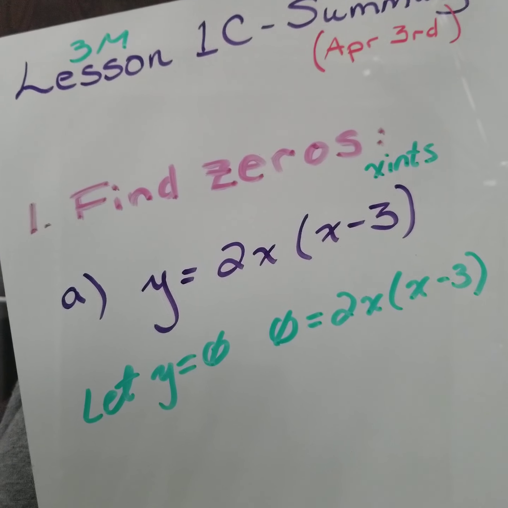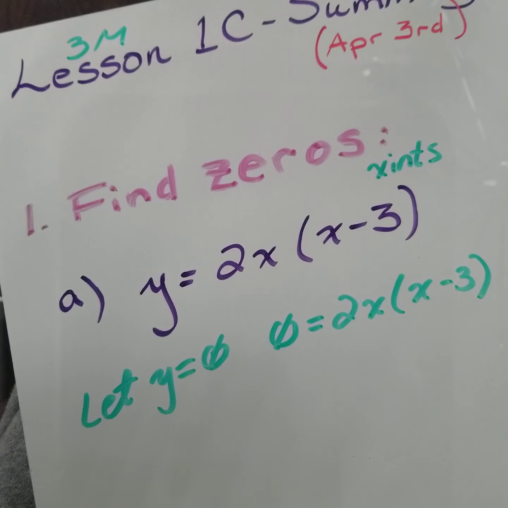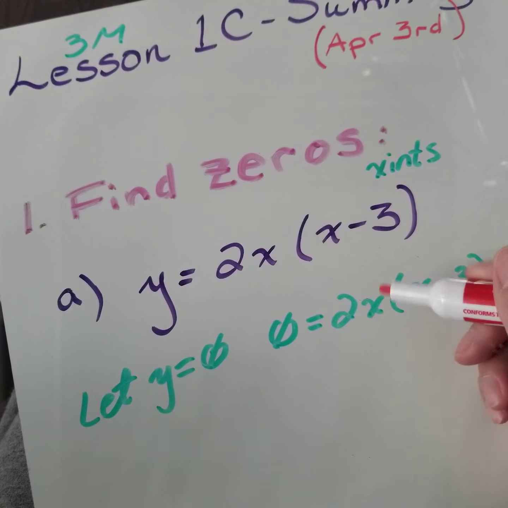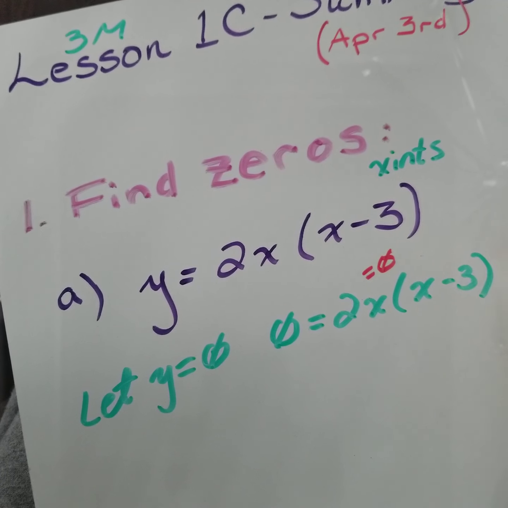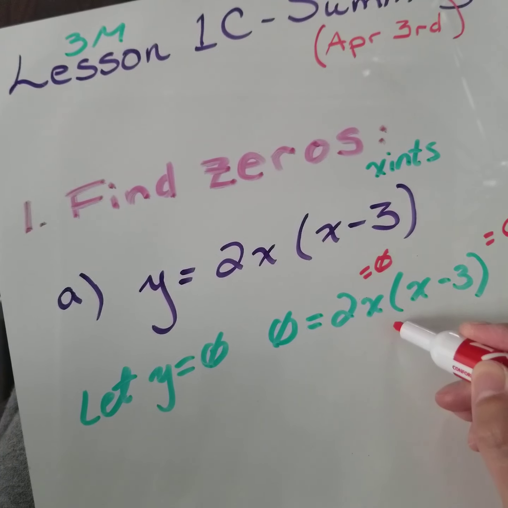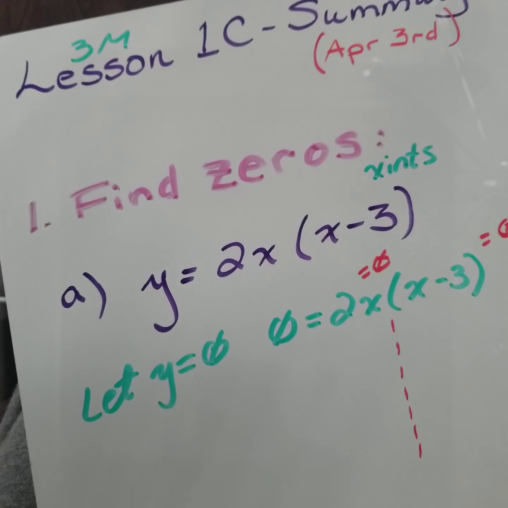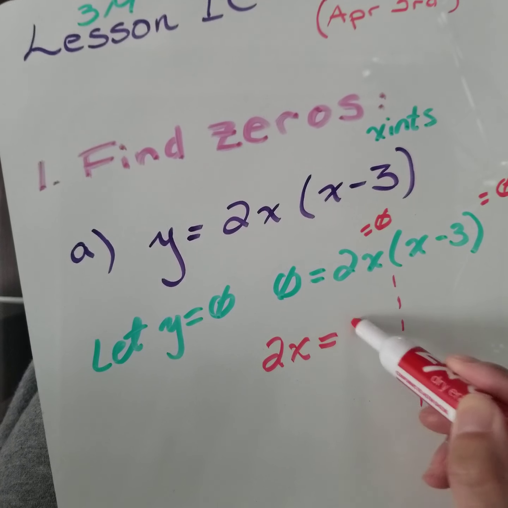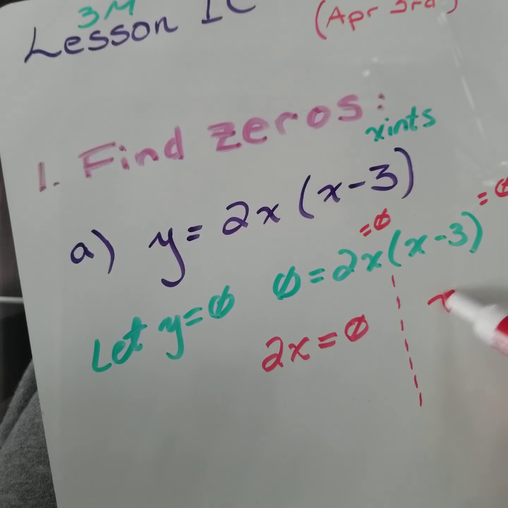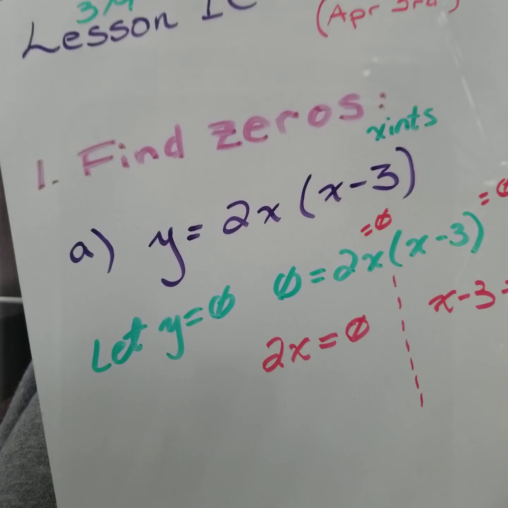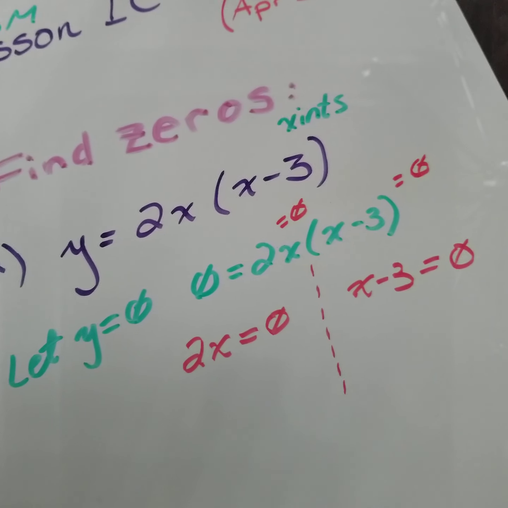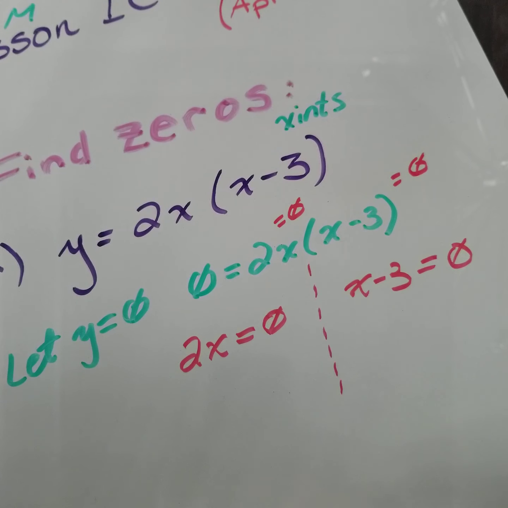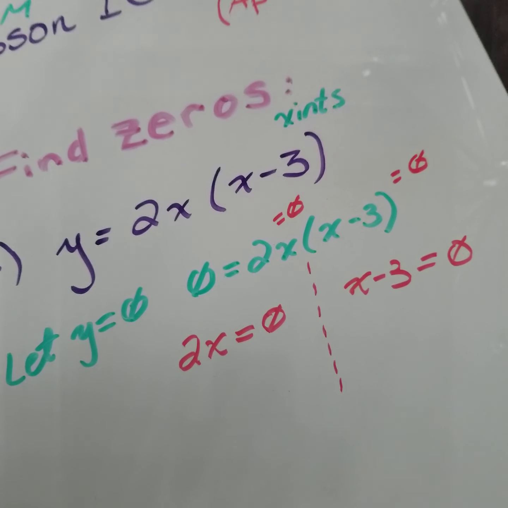So the two possibilities that we would have is that we want to make this first term equal to 0, or we can make this second term equal to 0. So we would split this up, and then we would write these two expressions. 2x is equal to 0, and then x minus 3 is equal to 0. And we would solve for each one of these x's. So for this first one, I would technically divide both sides by 2 because it's being multiplied.